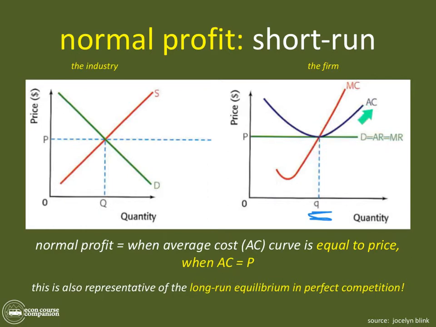We know that the average cost curve's lowest point must always be on the marginal cost curve no matter where it is. In this case, the lowest point of the average cost curve is also the tangential point to the demand curve, which is price and the marginal revenue. It's all happening together. So normal profit equals when average cost curve is equal to price, or when AC equals P. And that's pretty cool. And one of the things that's also cool is that it's also representative of the long run equilibrium in perfect competition.